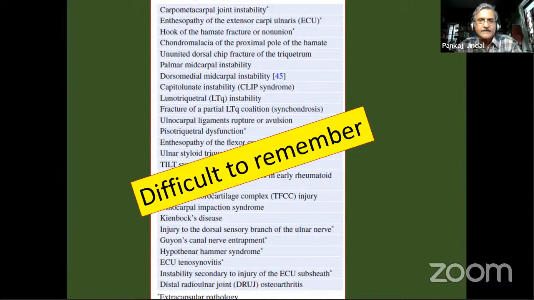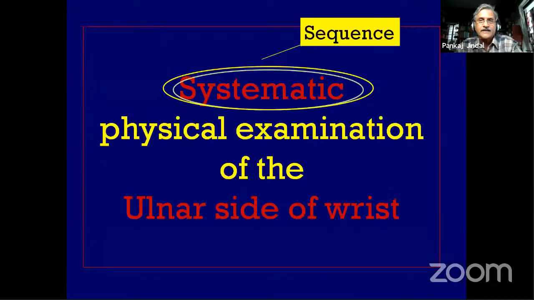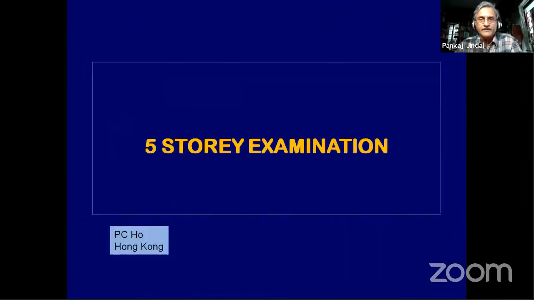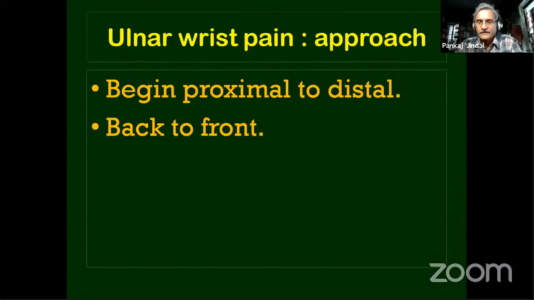As I had mentioned earlier, it is difficult to remember almost 30 or 40 pathological problems that occur on the ulnar side of the wrist. And unless we follow a sequence and make the examination more systematic, we are going to end up in a maze of complex problems there. Therefore, have your examination in a very good sequence. The simple thing is to follow a five-story sequence and begin from proximal to distal and from the back of the wrist to the front of the wrist.